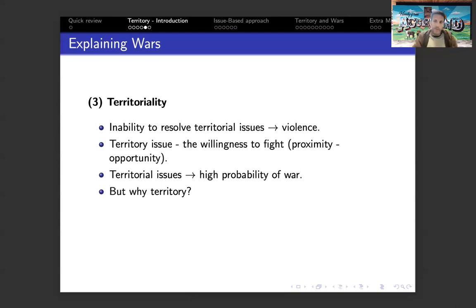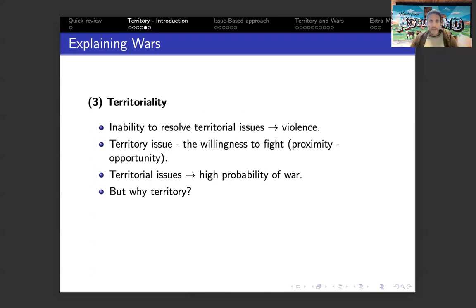So as I said before, up until now, when I talked about proximity, proximity was the opportunity to go to war, right? But in order to provide a more encompassing explanation of why countries will go to war, they need the opportunity, proximity, they're close to one another, but they also need an incentive. They need to be willing to go to war. So when the issue is a territorial issue, there's a threat to my territory, that's going to be my incentive. That's going to be my willingness to go to war.